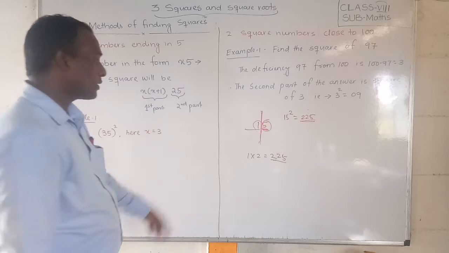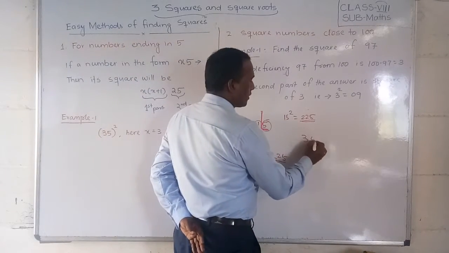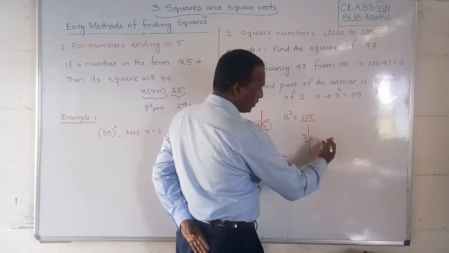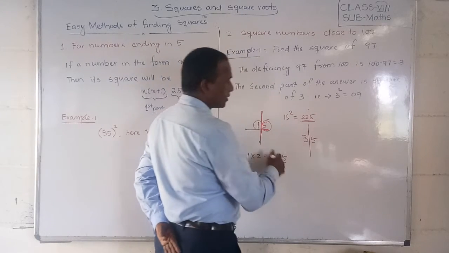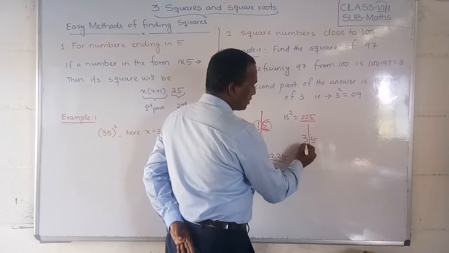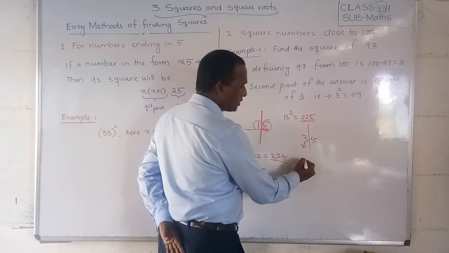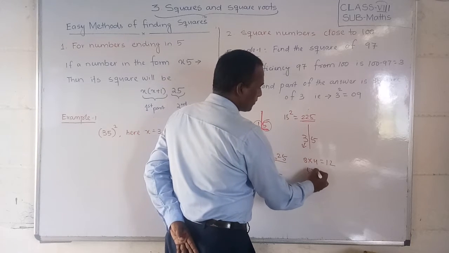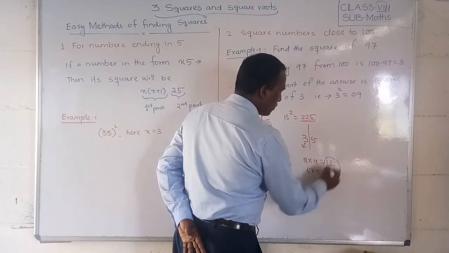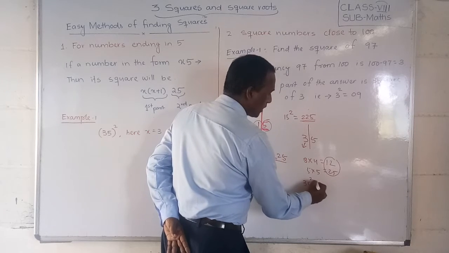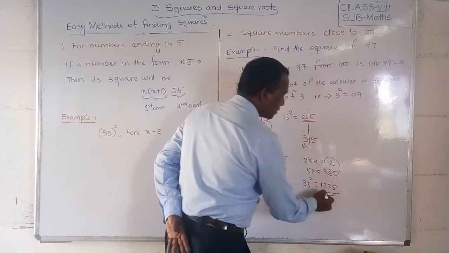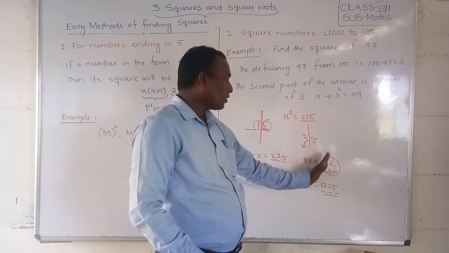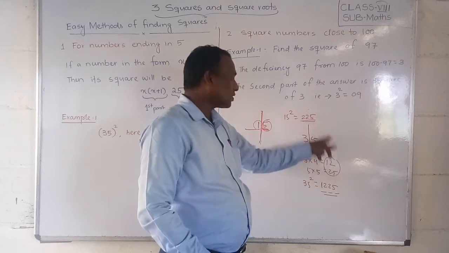Understood, students? Suppose I take 35. Make it two parts: the unit place 5 is one part and the remaining is the other part. This is 3. The next number of 3 is 4. 3 into 4 is 12, and 5 into 5 is 25. So 35 squared is equal to 1225. Did you understand, friends? Write 12 and then 25 at the end.